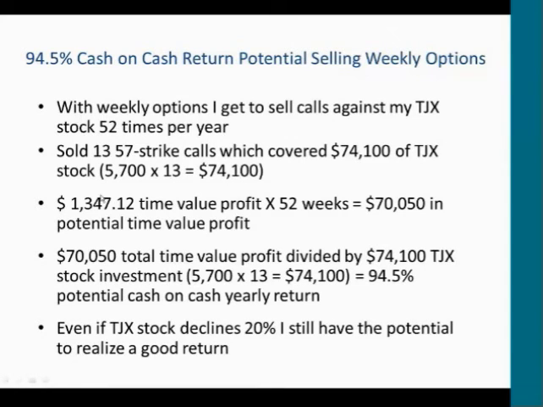So if I did this each week and I was able to get a similar time premium, then I would collect over $70,000 over the course of the year, divided by my stock investment of $74,000. So that's about a 94% cash-on-cash yearly return for selling this call option. So even if the super portfolio stock declines in price, and you're collecting 94% cash-on-cash return, you can still be profitable with these spreads.